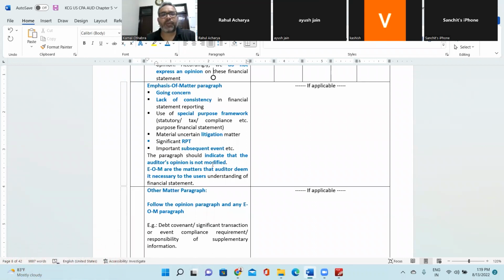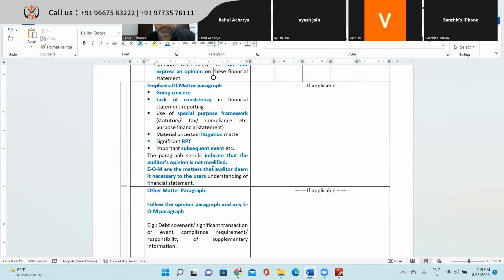Emphasis of matter paragraph or other matter paragraph are those paragraphs which the auditor wants to bring to the attention of the users of the financial statement. It does not mean it's a qualification. Make sense? They are important information which, as an auditor, we believe users of the financial statement should be aware of when they are using the financial statement or planning to rely on our audit report. Make sense? What is the difference between a qualification and an emphasis of matter paragraph and other matter paragraph?